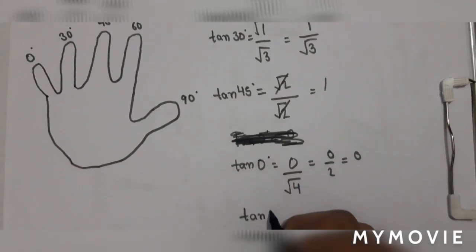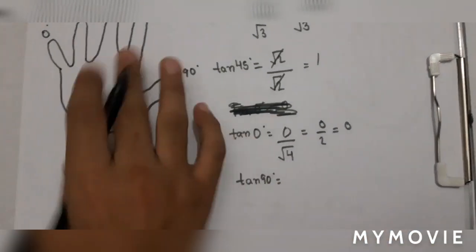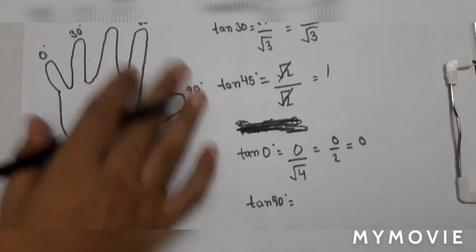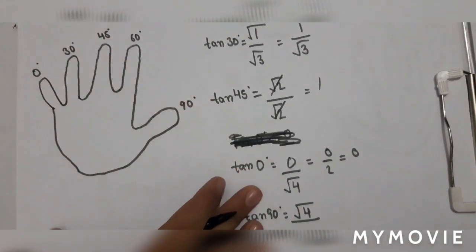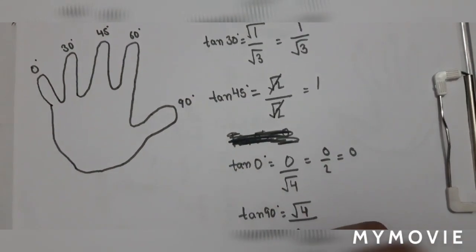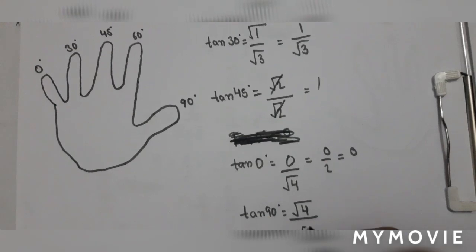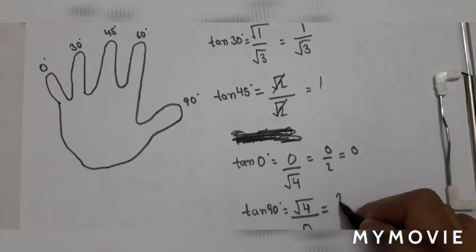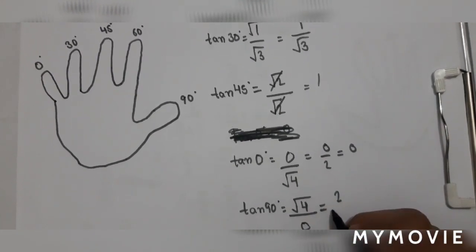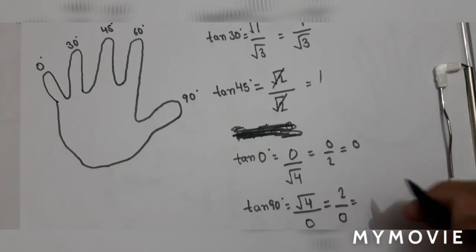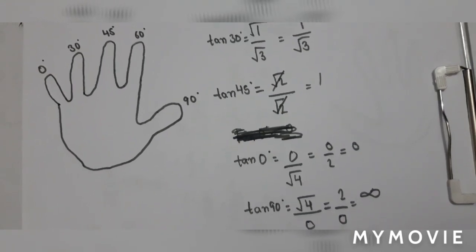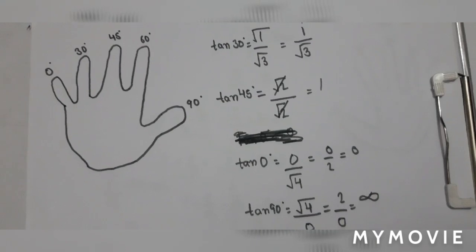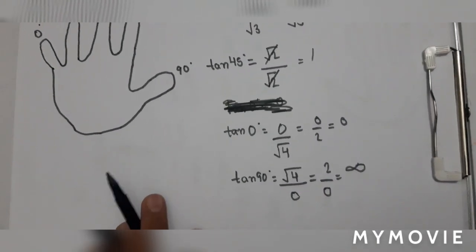So let's take tan 90. So for tan 90, how many are remaining this side? 4 are remaining. So we should find the root of 4. And how many are remaining this side? Nothing is remaining. So we can take 0. Root 0 is 0 only. So you will get root 4 value is 2 by 0. So 2 by 0 is undefined, is not defined. If you divide 2 by 0, you will get infinity. So friends, our tan value is also completed.